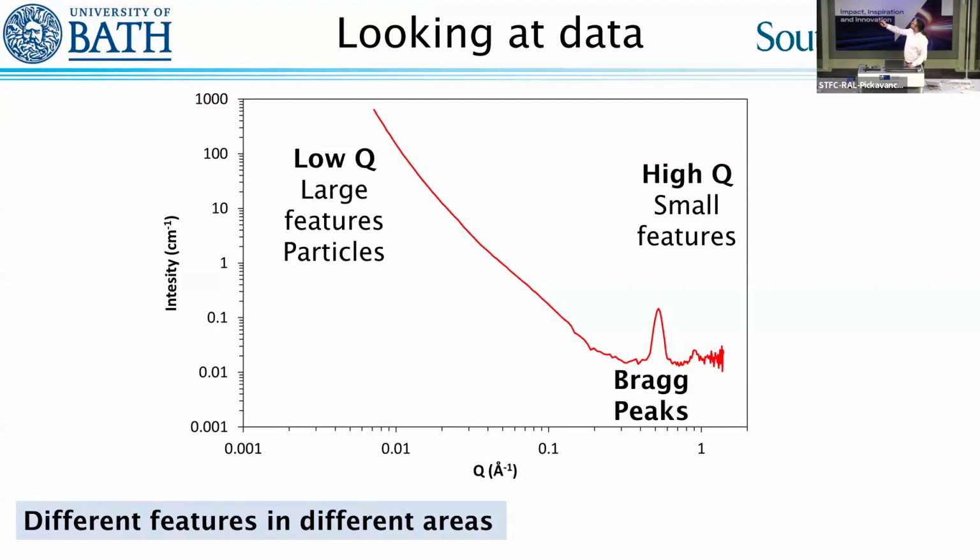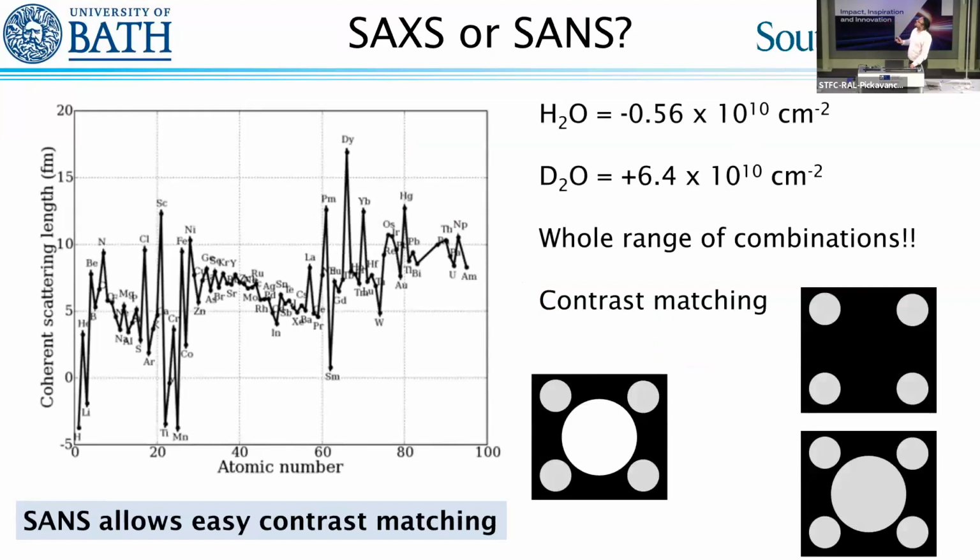As you go to a higher Q, you start getting smaller features, things that are due to the nanoscale. They could be due to our micropores. They could be due to defects in the way things are arranged. And we also get Bragg peaks, because of course, everywhere is Bragg peaks.